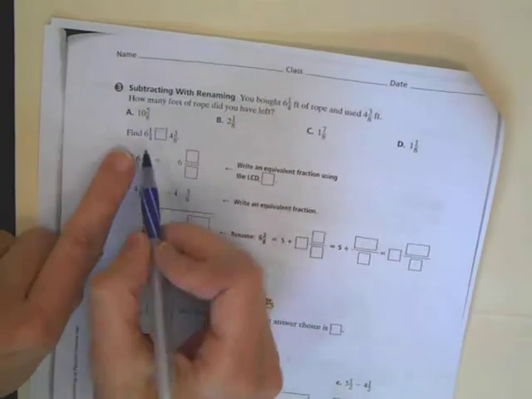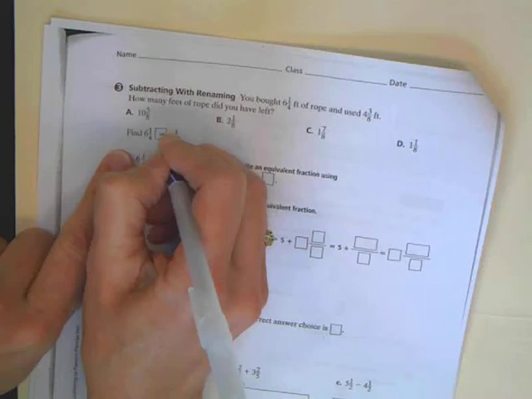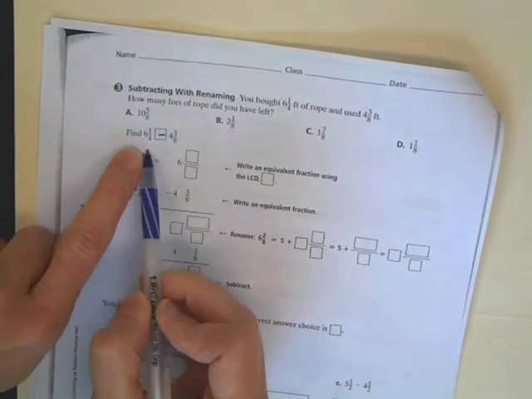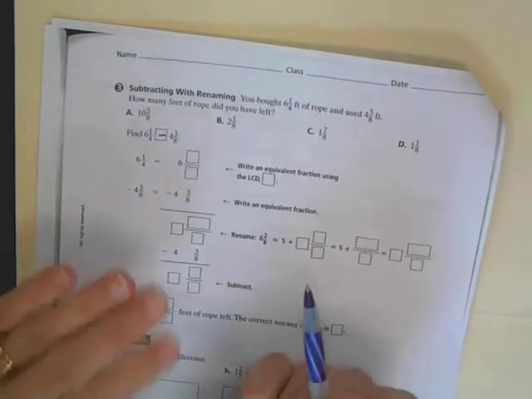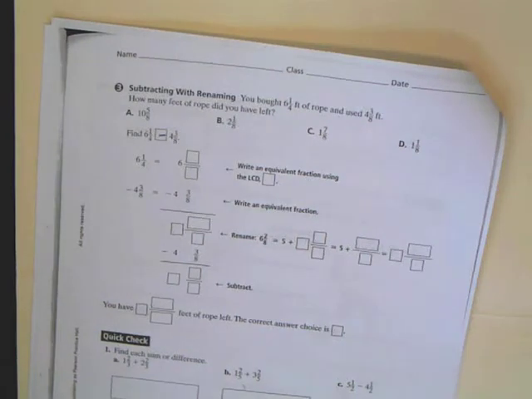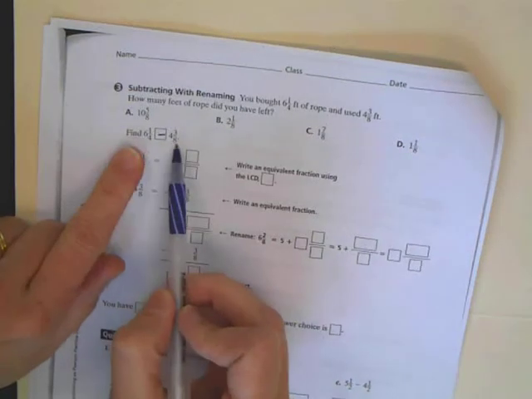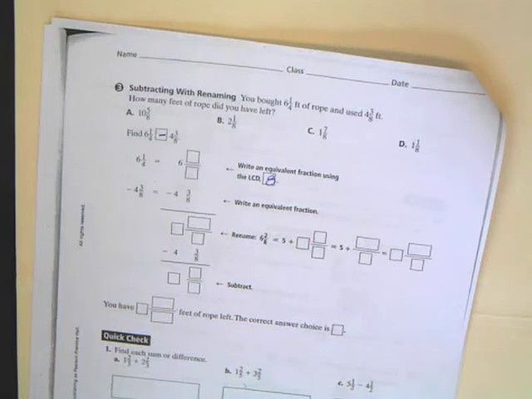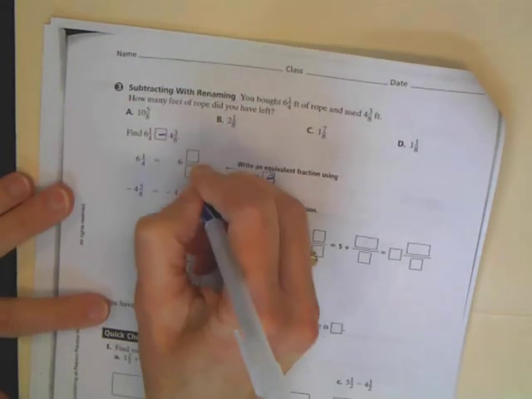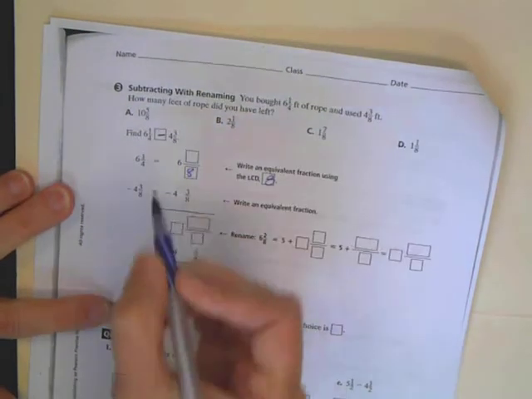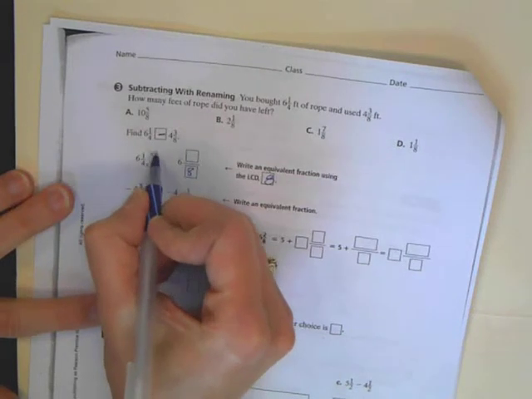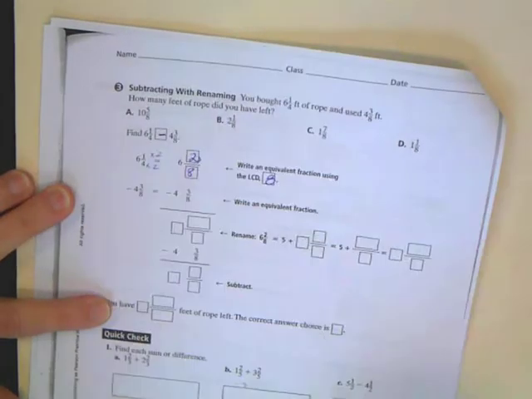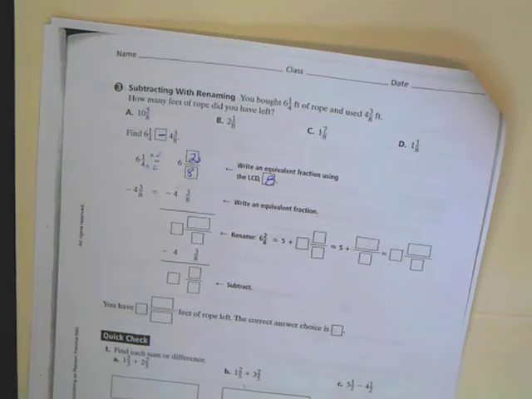Basically what we're going to do here is subtract, because we're starting out with 6 1/4 and using 4 3/8. So the first thing we need to do is write equivalent fractions using the least common denominator. Again, 4 goes into 8, so that's going to allow me to use 8 as my least common denominator. So 4 times 2 is 8, 1 times 2 is 2. So I rename that as 6 2/8 minus 4 3/8.